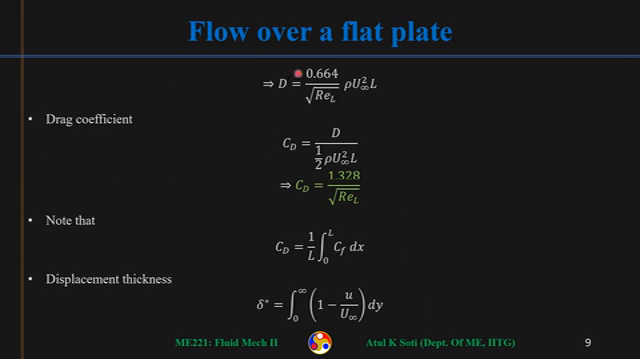Finally, we can write drag force as this. The total drag force on the plate till length L is given by this expression. Then similar to skin friction coefficient, we can define drag coefficient, which is simply the non-dimensional drag force on the plate till length L. CD is equal to total drag divided by half rho u infinity square into L. This is the definition of drag coefficient.